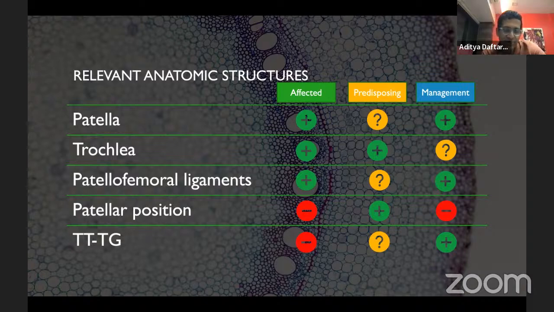Patellar position is usually fairly standard, but it is a predisposing cause. So patella alta obviously predisposes you to patellar dislocation events. And patellar position, you can change in management when you do a distalization of the tibial tuberosity. And the TT-TG distance is again something that is not affected by patellofemoral dislocations, but an abnormal TT-TG distance could predispose you to it, and you would do something in management for that.